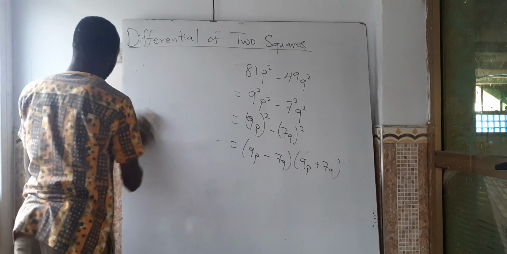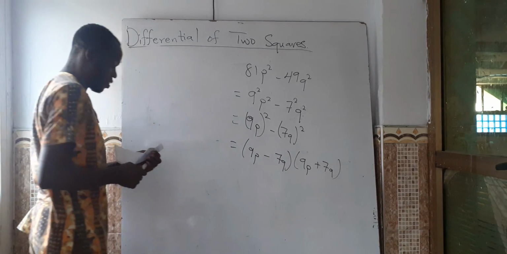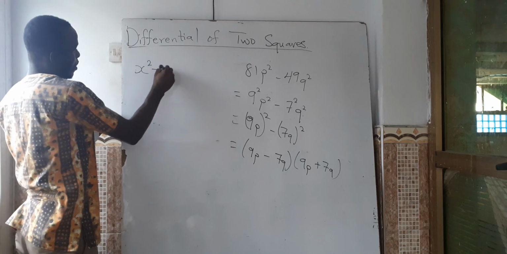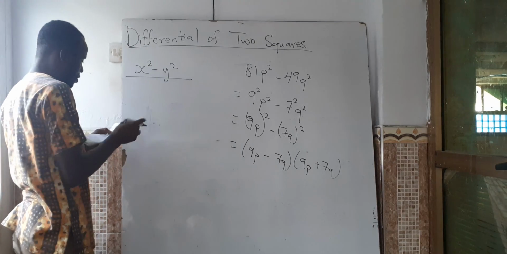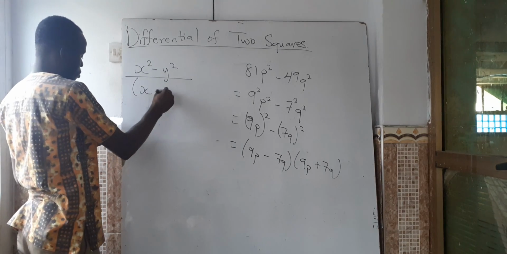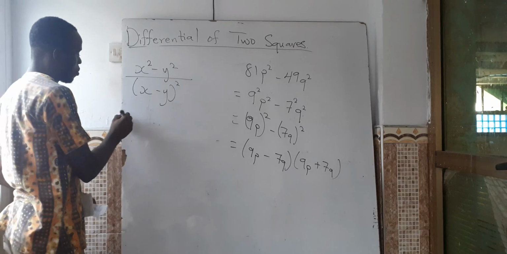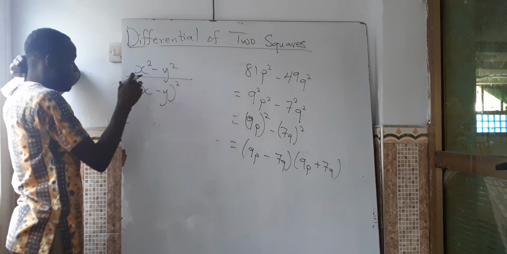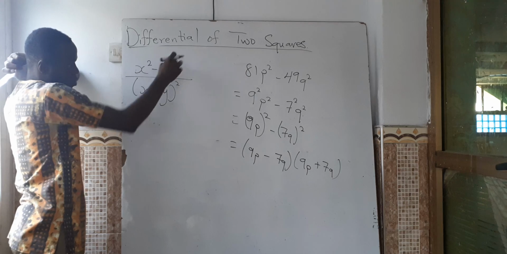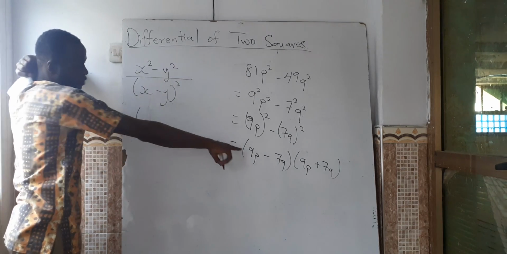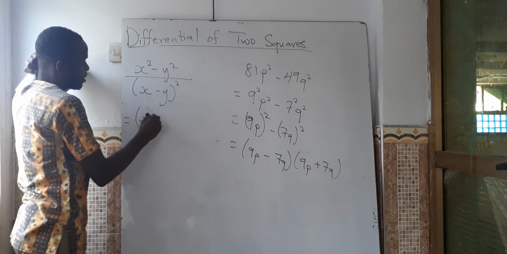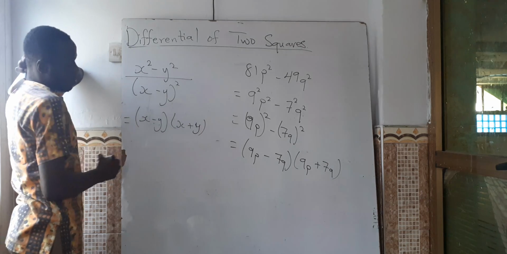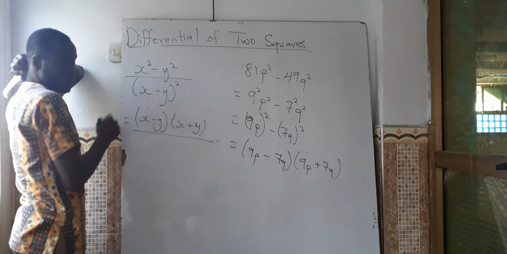So now let's take one problem associated with difference of two squares. If you have an example like x squared minus y squared divided by (x minus y) squared. Now you see we have difference of two squares here, x and y. So we can express it as (x minus y) times (x plus y), dividing the denominator here.